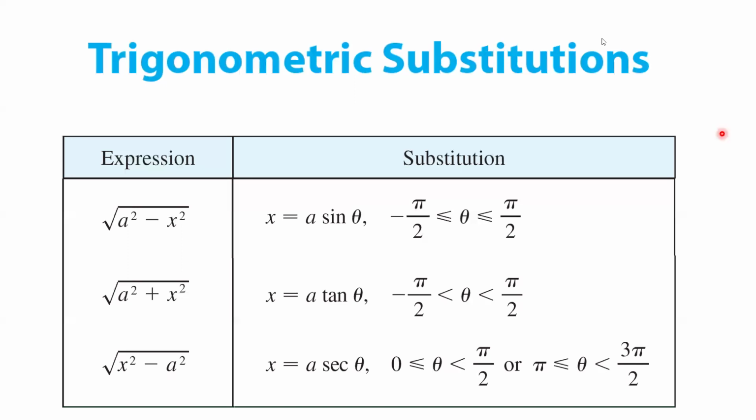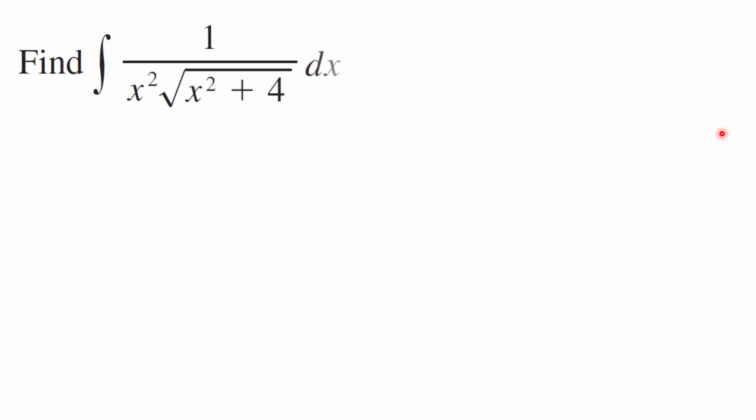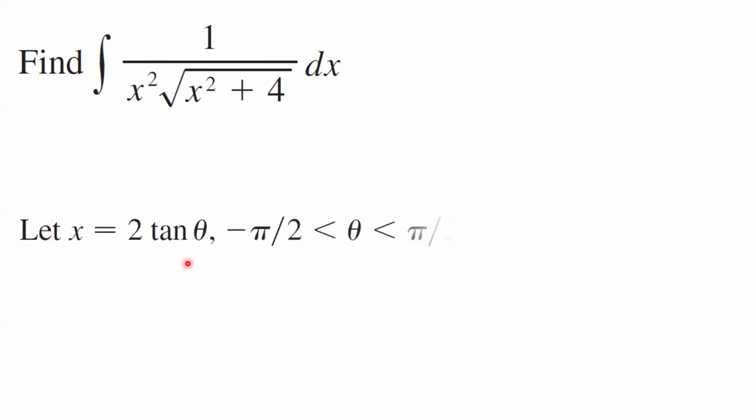Let's go over one example together. In this question, we want to find the integral of 1 divided by x squared times the square root of x squared plus 4 dx. We're going to use the substitution x equals 2 tangent theta because we see the same pattern that we discussed in the previous slide.